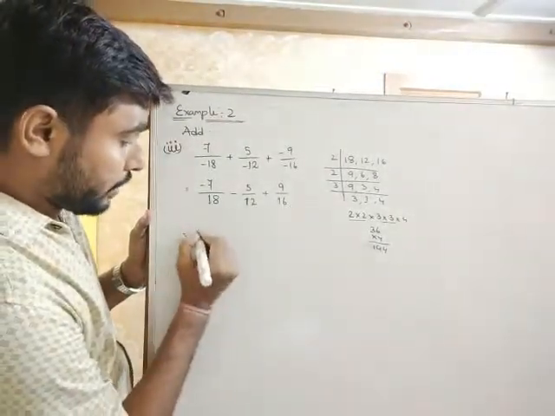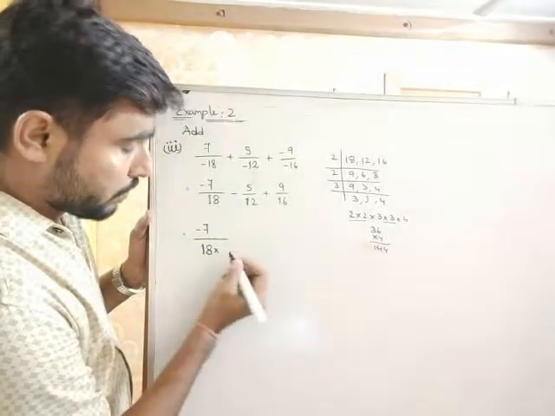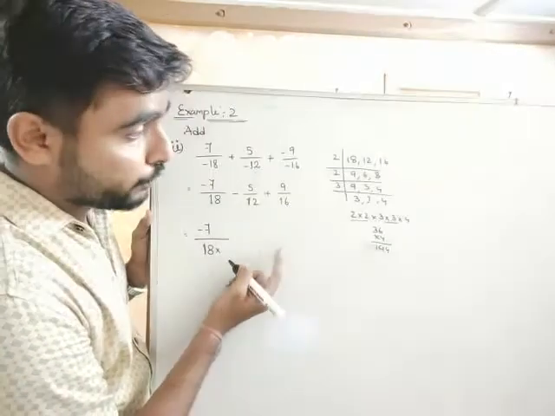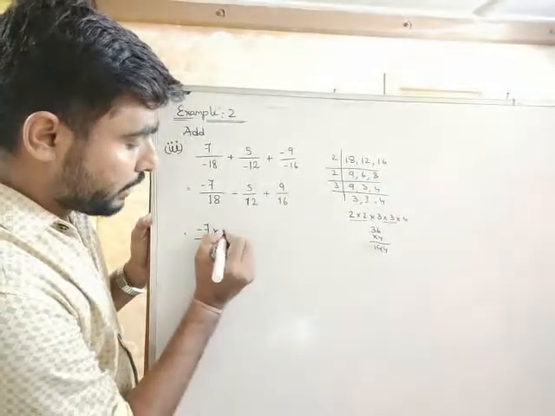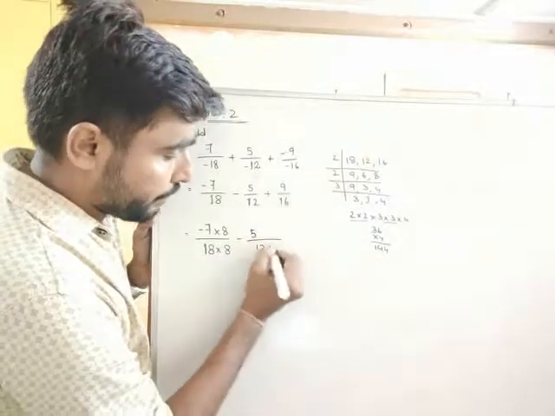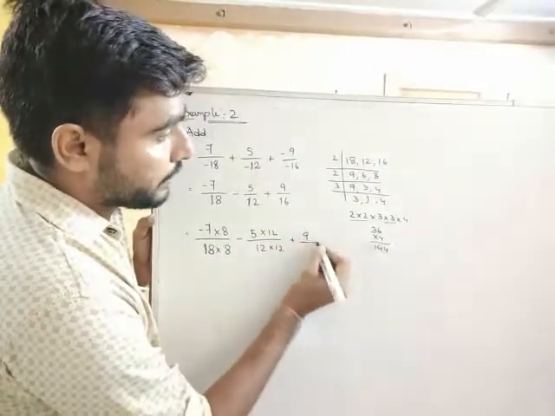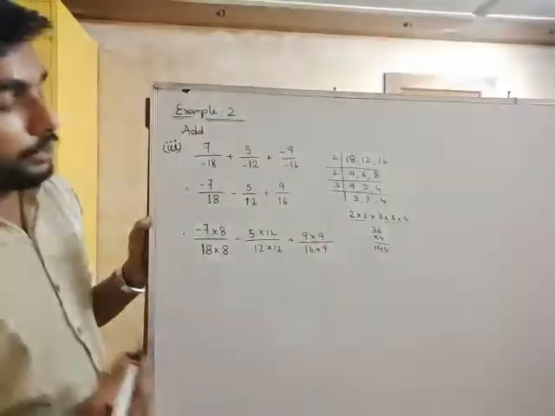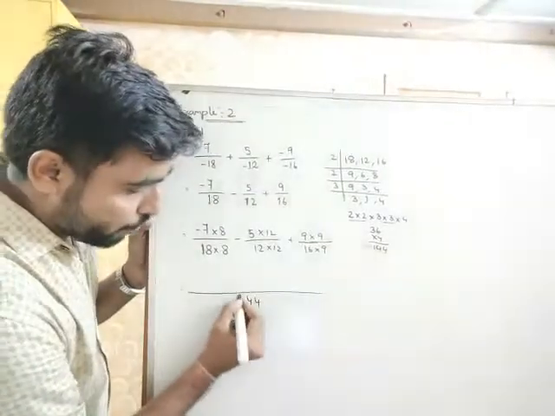So now all the denominators should be converted into 144. 18 into 8 is 144, so we have multiplied it. 12 into 12 is 144, so 5 into 12 and 12 into 12. 16 into 9 will give you 144, so 9 into 9. So now we have the same denominator, that is 144.